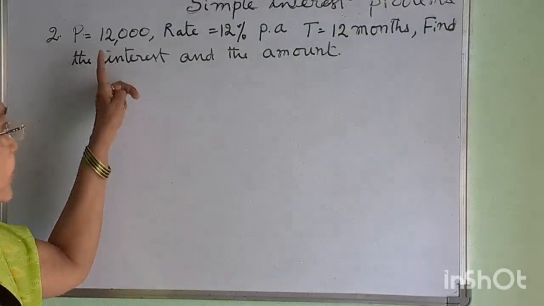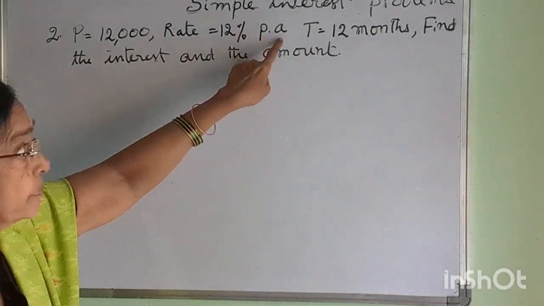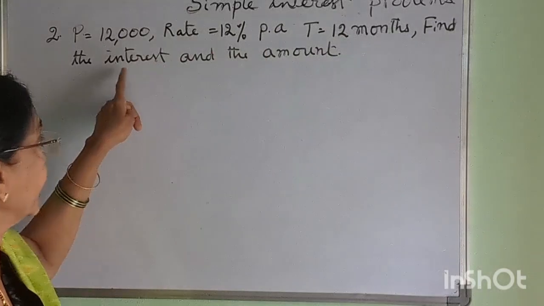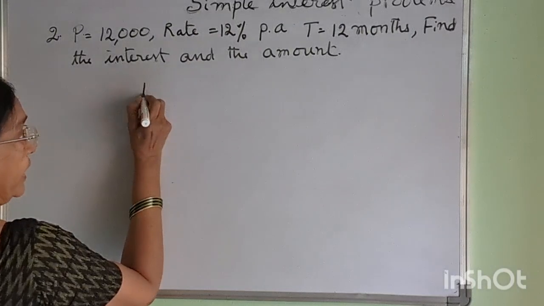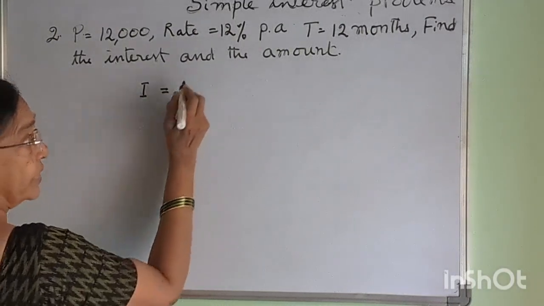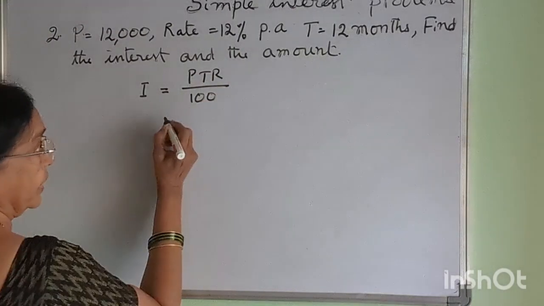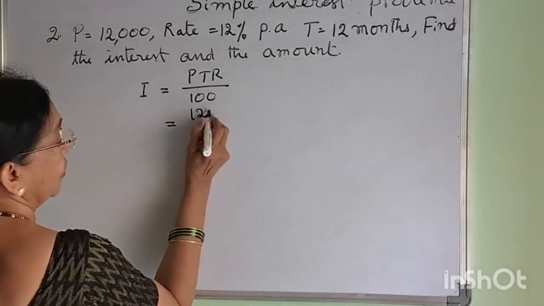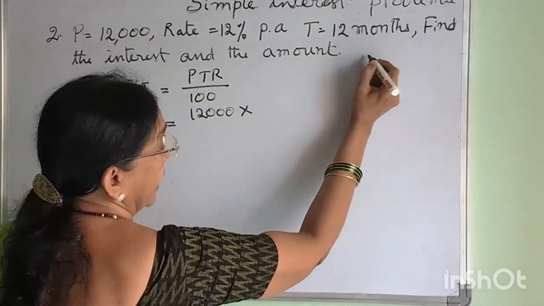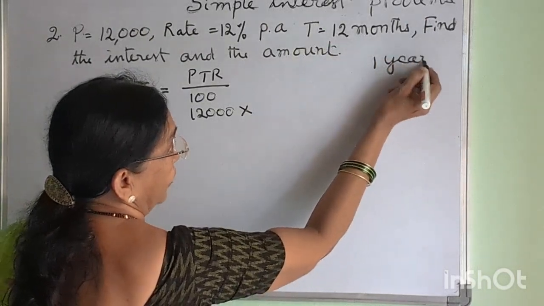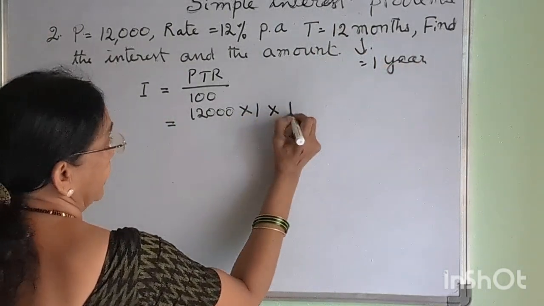Next problem: the principal P is equal to 12,000, rate is equal to 12% per annum, and T is equal to 12 months. Find the interest and the amount. As P is given, we will directly find the interest using the formula I is equal to PTR by 100. The principal is 12,000 and the time is 12 months, which we have to take in years. 12 months is equal to 1 year, therefore T is 1.